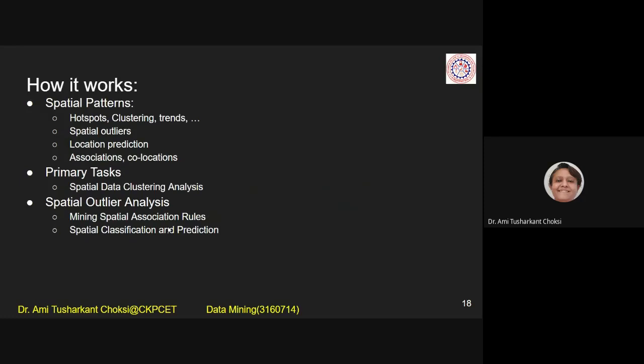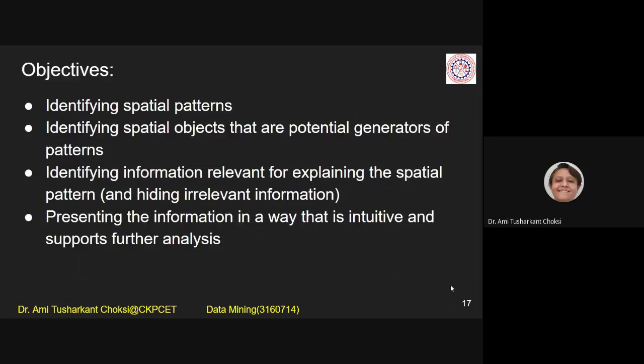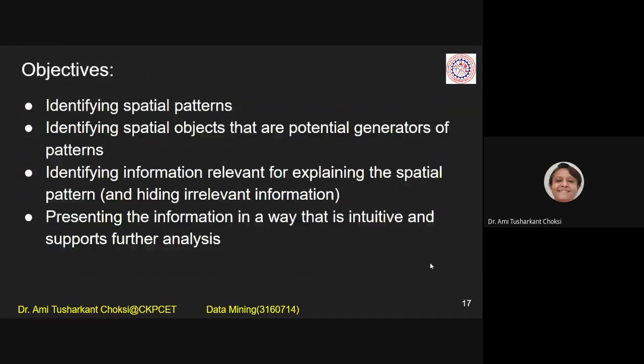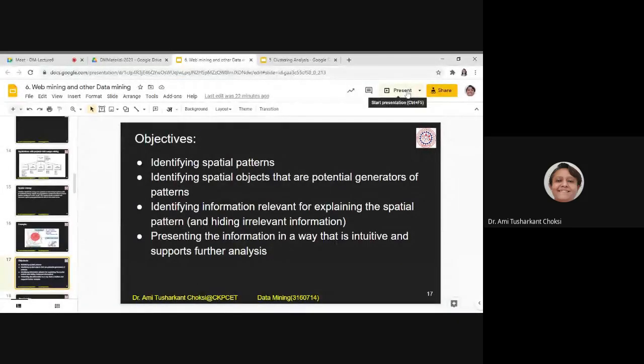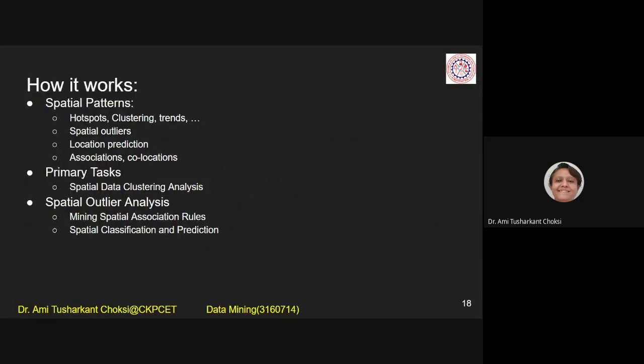Presenting the information in a way that is intuitive and supports further analysis. So how does it work? Spatial patterns are there, that is, hotspots, clustering, trends, spatial outliers.